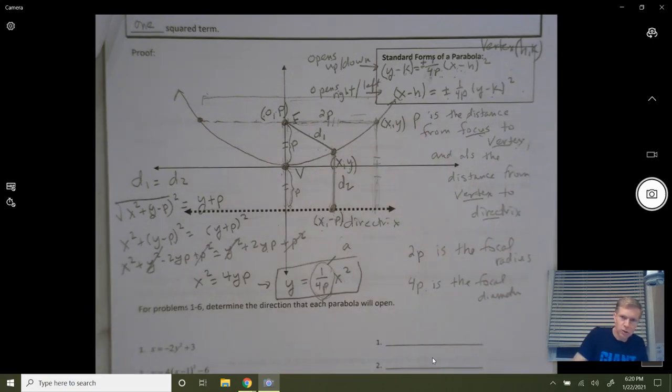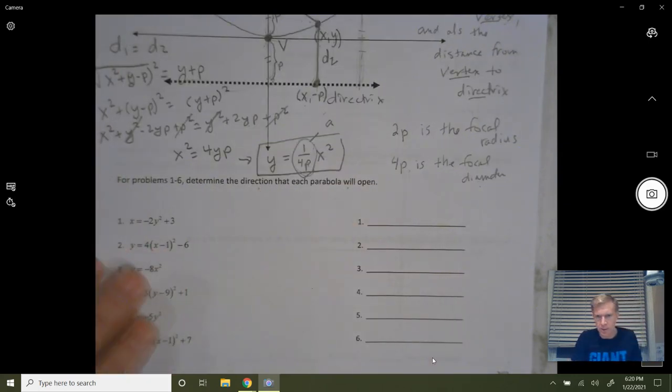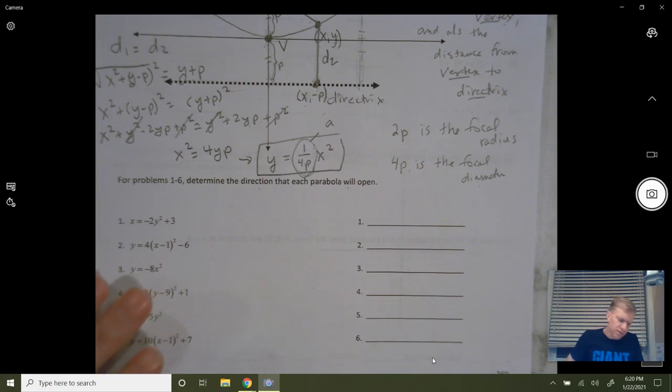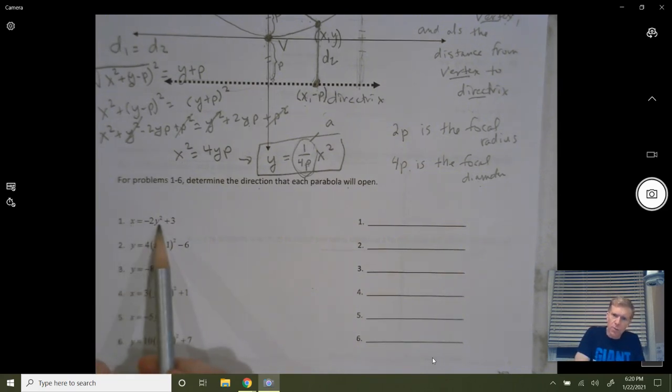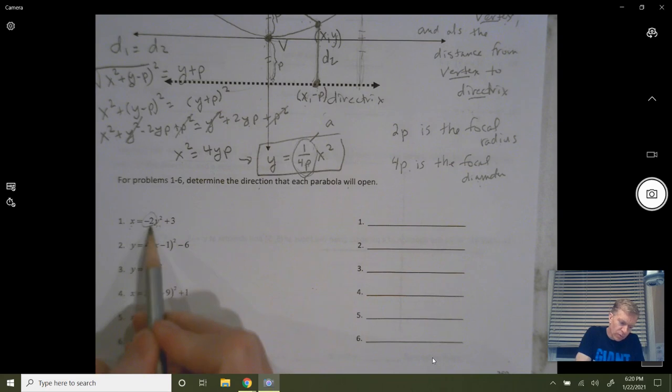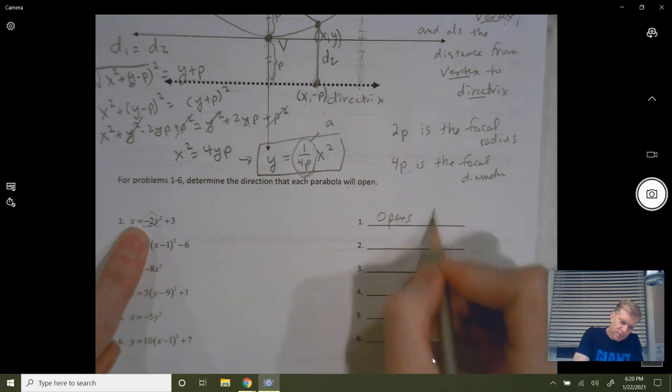Okay, so let's just go through some of this stuff here. Determine the direction that each one will open. Okay, so you're just going to say up, down, right, or left. Well, we have an x equal to a y squared. When your x is not squared and your y is squared, it's going to be right or left. Okay, now you look at your a value, or your 1/4p value. There's a minus. So it's not right, it's left. Opens left.